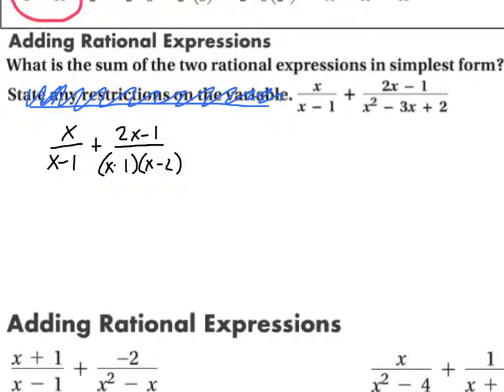Okay, so we have these factored now. Notice that our two fractions both have an x minus 1, which is good, but the second fraction has an x minus 2 as well. So our first fraction needs to have an x minus 2. So what I'm going to do is multiply the top and bottom of that fraction by x minus 2.